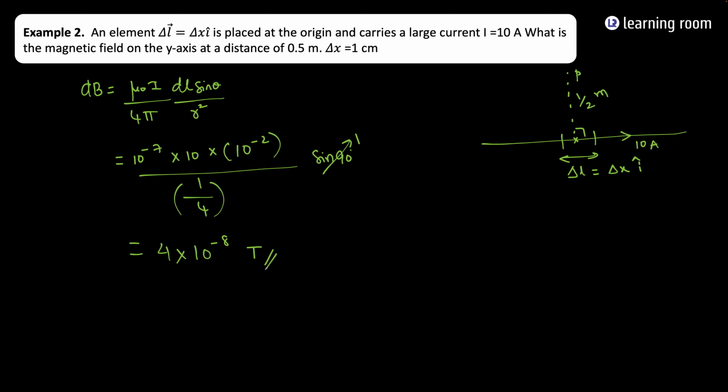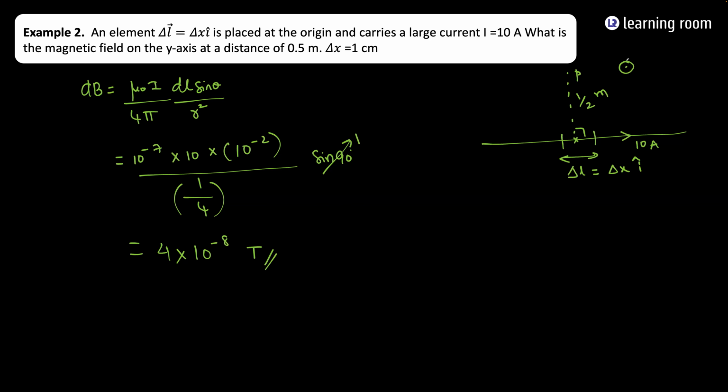But in this problem, it is difficult for me to say what is the direction, because they told what is the magnetic field on the y-axis at a distance of 0.5 meter. So the y-axis could have been above or below. The previous problem, it was clear. They told northeast. So that is why we were sure that it was into the plane. Here it can be above or below. Suppose if it is above, then what is going to be the answer? It will be out of the plane.